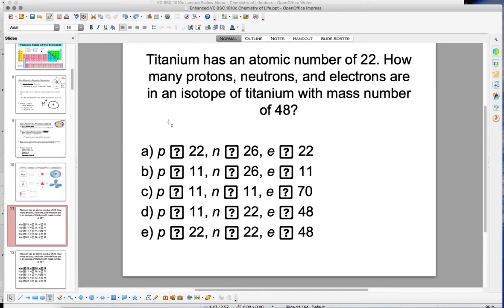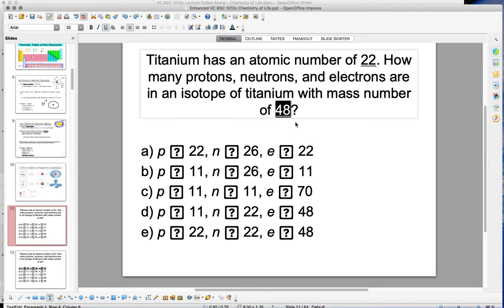So titanium has an atomic number of 22. How many protons, neutrons, and electrons are in an isotope of titanium with a mass number of 48? So we're looking at 22, and we are looking at 48. Okay, so what is this going to tell us? If we have the atomic number, we know that the proton number has to be 22, right? So we can eliminate B, C, and D. So it's either going to be A or E. Protons are 22. And if this is neutral titanium, we're not saying any plus or minus, we're not saying it's an ion, it's just a regular atom of titanium. That means that the electrons also have to equal 22. So electrons are going to equal 22.